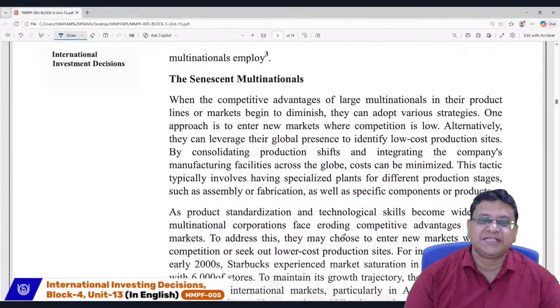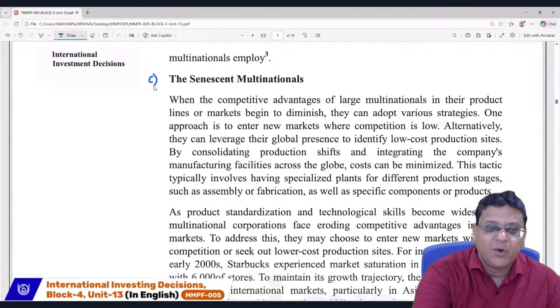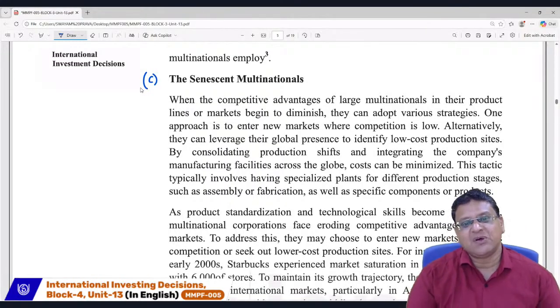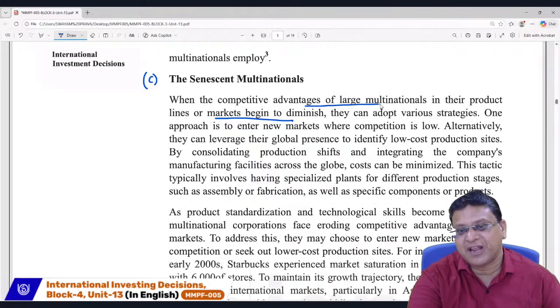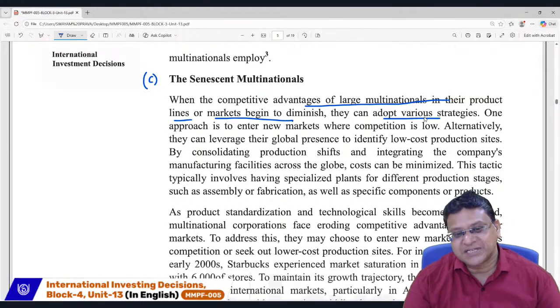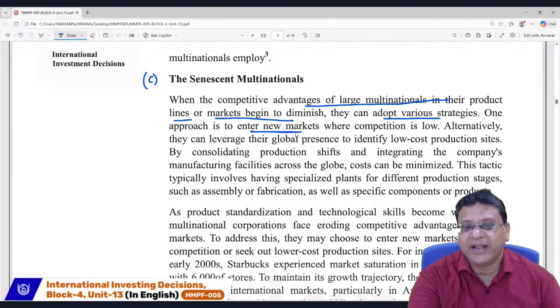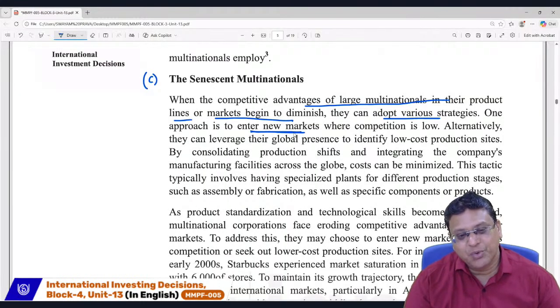The third type of MNC is the sentient multinational. These multinationals have already developed a new product and entered into different markets. Now they think that their market is beginning to diminish. When the competitive advantage of a large multinational in its product lines or markets begins to diminish, they adopt various strategies. One of the most important strategies is to enter into new markets where their product is not explored much, like many Indian companies are now entering into African markets because African markets are much more underutilized.